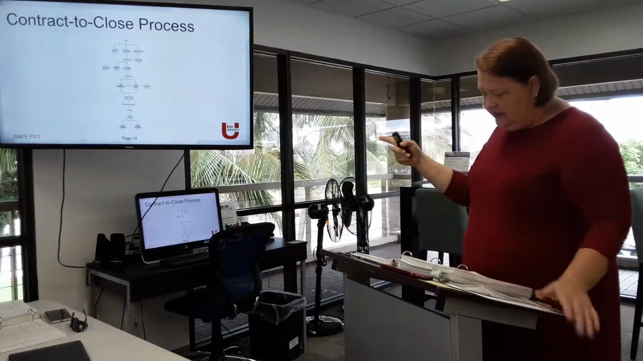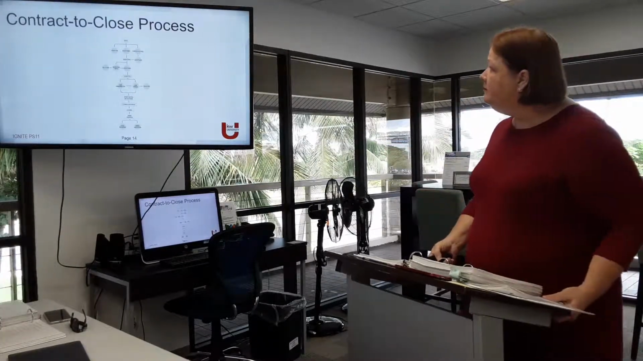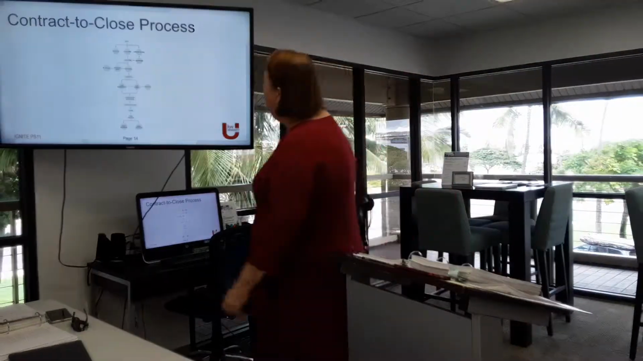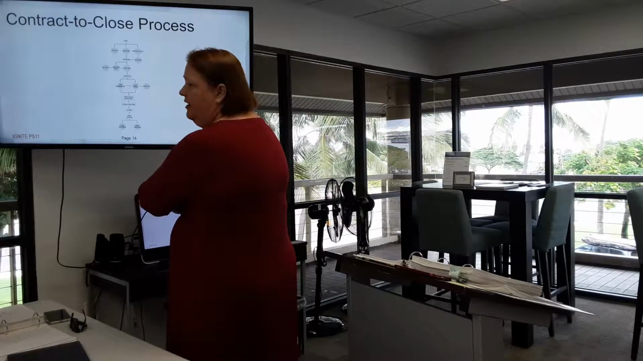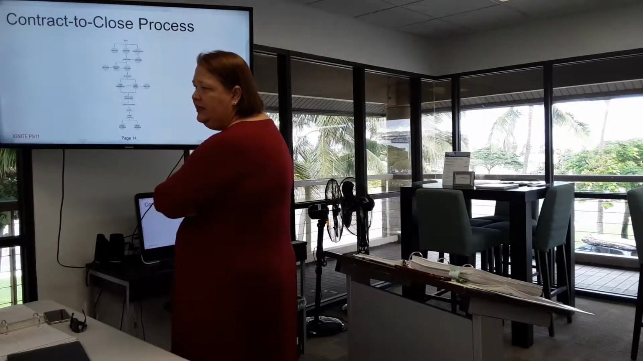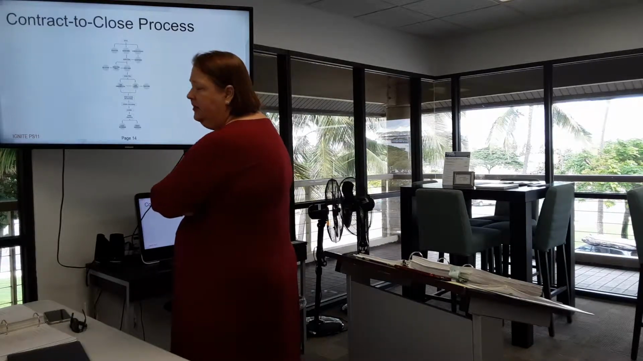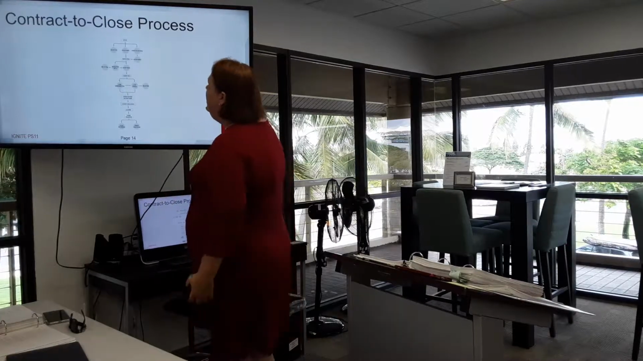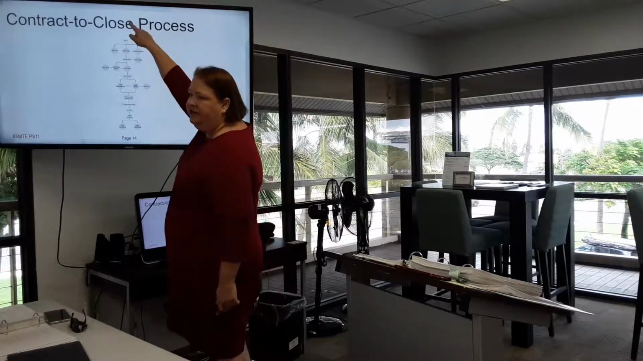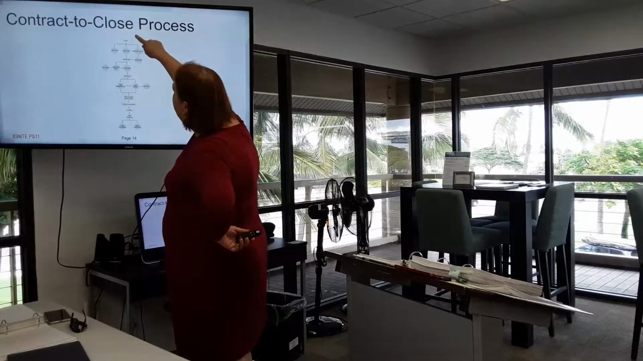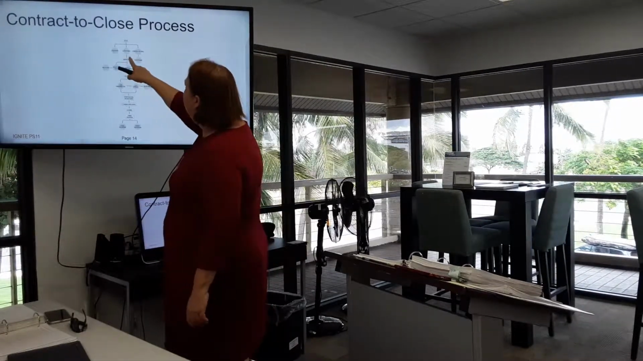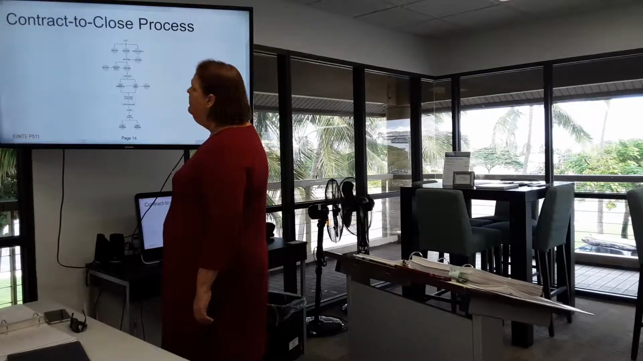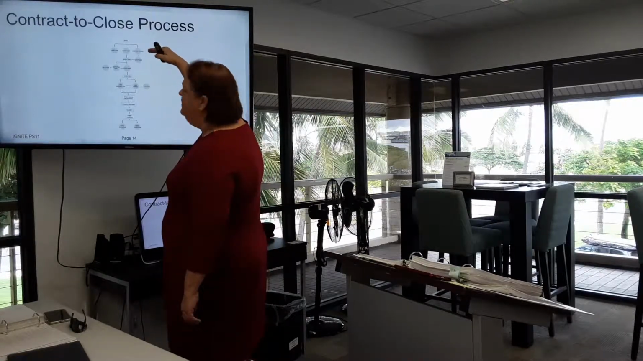This is the contract to close process. This is on page 14. So it's a flow chart. Is anyone used to working with like organizational charts or flow charts? Okay, so all contracts start at the offer stage, regardless of who you represent. One of three things is going to happen. You're either going to reject the offer, accept the offer, or issue a counter. One of those three things will happen.